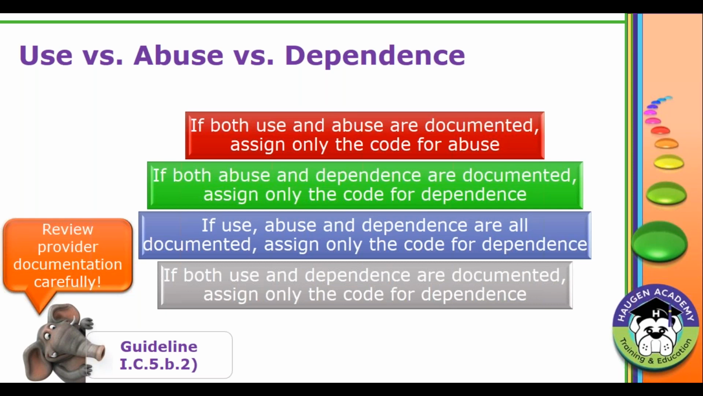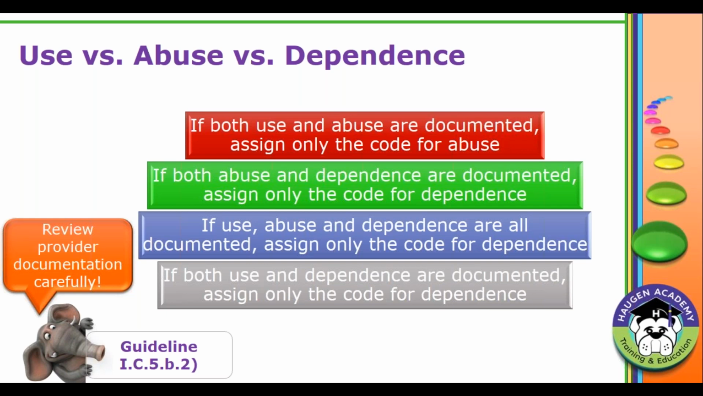So this is pulled from the coding guidelines. The guideline is noted on the bottom of this page. And basically, they say that if use and abuse are documented, you only code for abuse. Abuse trumps use. Use is, I had a glass of wine with dinner last night. It doesn't mean that I'm an alcoholic. It doesn't mean that I have wine every night, but it was Valentine's Day. I had a glass of wine. So use is just that kind of occasional use. Abuse means that you've taken that a little bit further, and it's more than just a casual or occasional use.